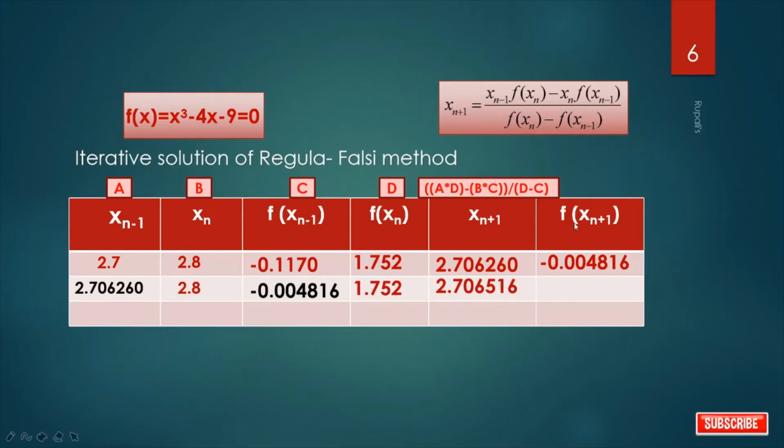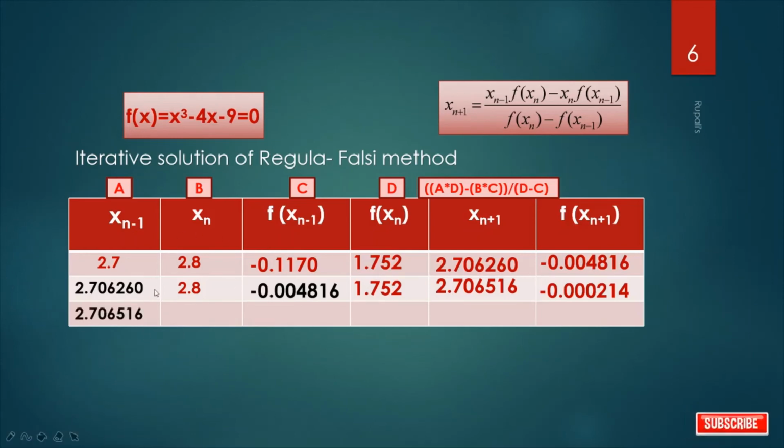Now, according to this equation, calculate the result of xn plus 1. Now calculate f(xn plus 1). It is negative. If it is negative, then I have to change the value of xn minus 1. If it is positive, I have to change the value of xn. Now it is negative, so I have to change the value of xn minus 1. New value of f(xn minus 1) I have to calculate. So first, what is xn minus 1?